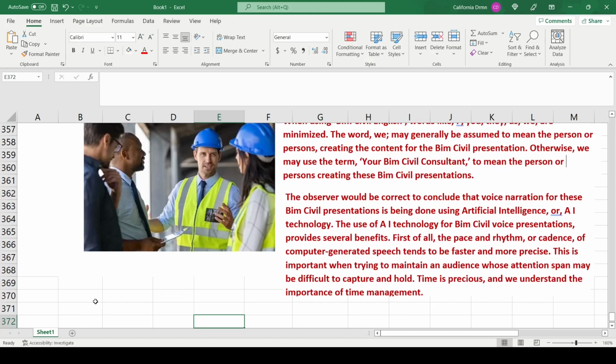The use of AI technology for BIM Civil voice presentations provides several benefits. First of all, the pace and rhythm, or cadence, of computer-generated speech tends to be faster and more precise. This is important when trying to maintain an audience whose attention span may be difficult to capture and hold. Time is precious, and we understand the importance of time management.